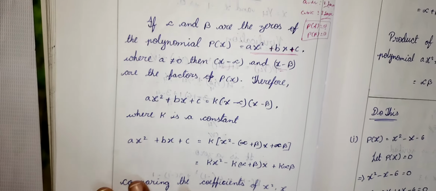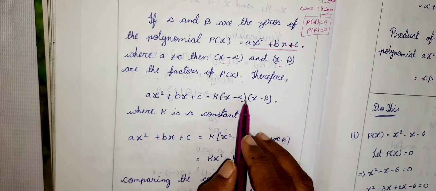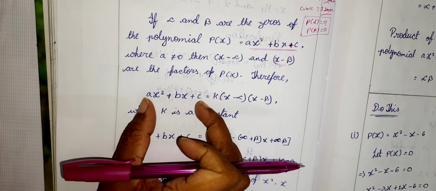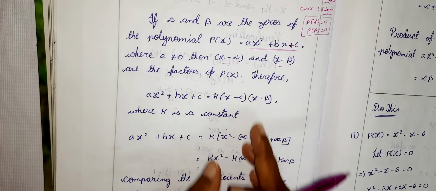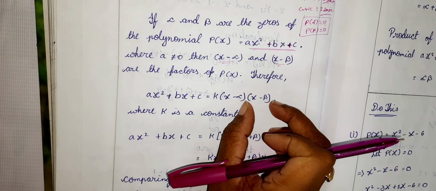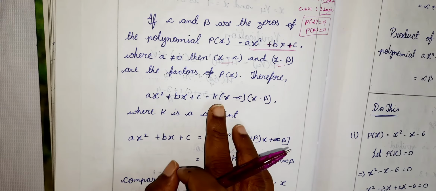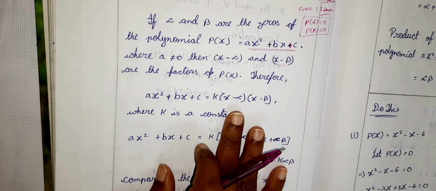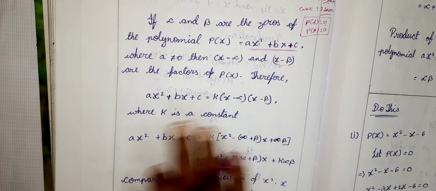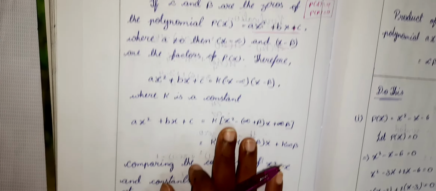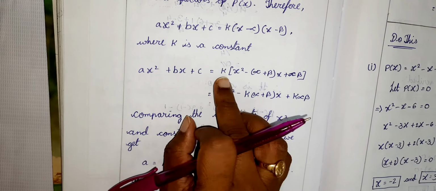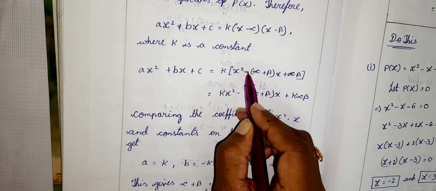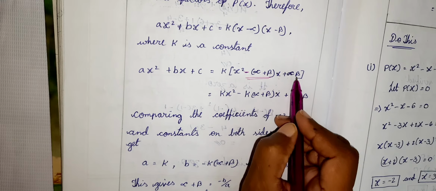Right, now let us express them as k into x minus alpha into x minus beta, is your general form. Is it not? So if this is the polynomial, this polynomial can be divided by x minus alpha as well as by x minus beta. So therefore this is how we will write it, as k into x minus alpha and x minus beta, is a valid equation, right? Now, where k is a constant. Right, so therefore ax square plus bx plus c can be written as k times x square minus of alpha plus beta times x plus alpha beta.